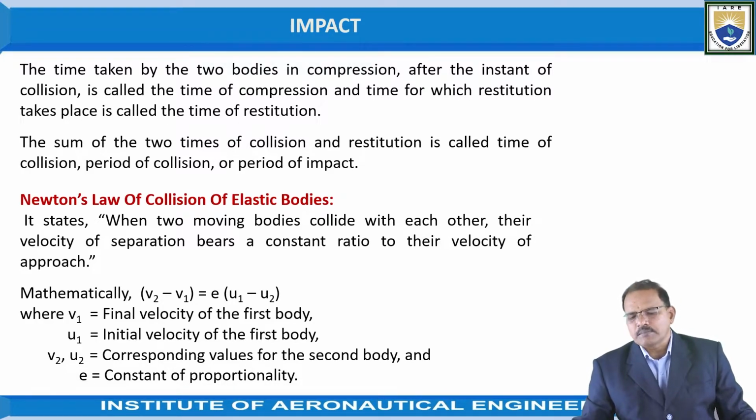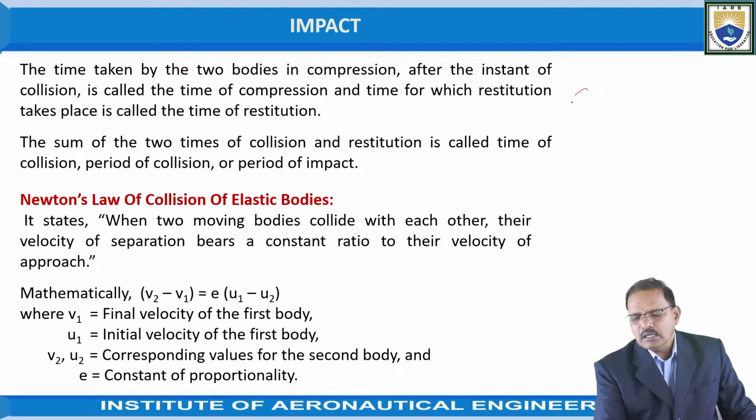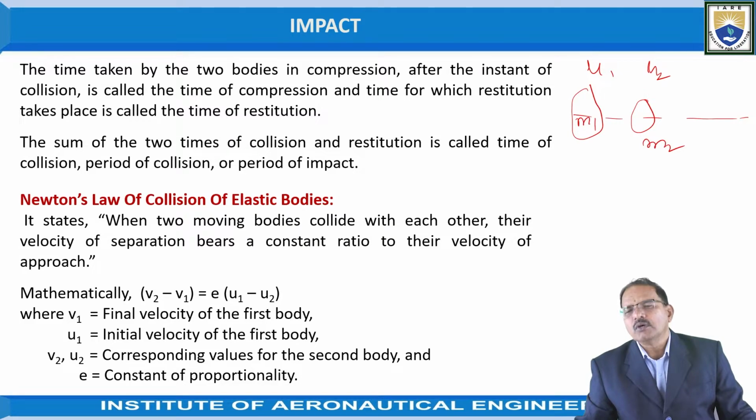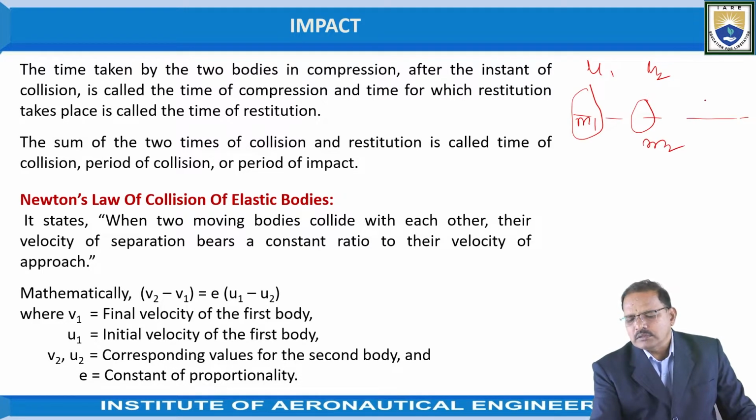So the process is taking place. Here it is representing M1, here M2, U1 and U2, moving in the line of directions as shown in the figure. In this case, U1 and U2 are representing the initial velocities of the two bodies. U1 is greater than U2. After some time, collision takes place, and afterwards they separate with certain velocities.